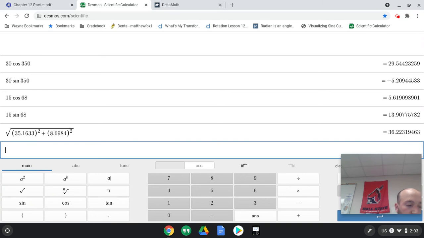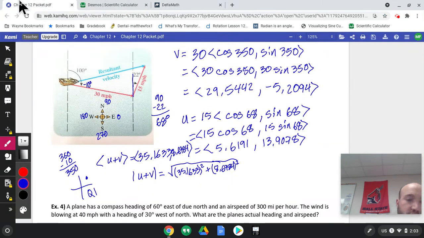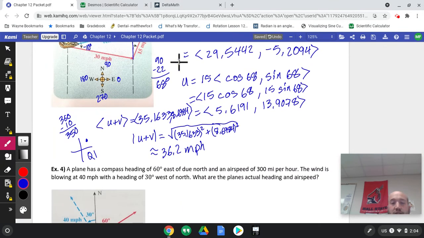And we get 36.2. So if we round 36.2, not degrees, sorry, 36.2 miles per hour. That is the speed it's going. Okay, now we need to know what direction. So we do our inverse tan.